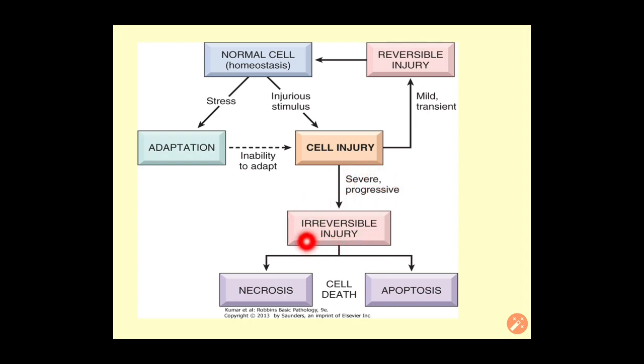So what decides if the cell is going to be in reversible injury or irreversible injury? Is it reversible versus irreversible? You will see that there are three determining factors. The first one is injury to the genome. The second one is injury to the mitochondria. And the third one is injury to the cell membranes.